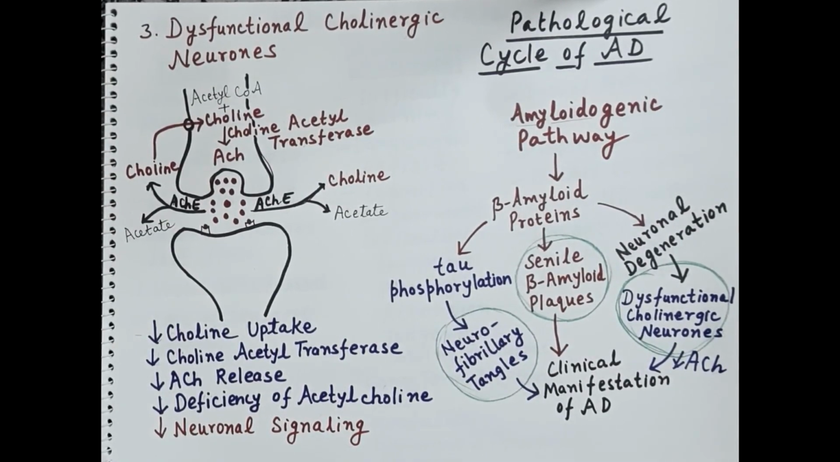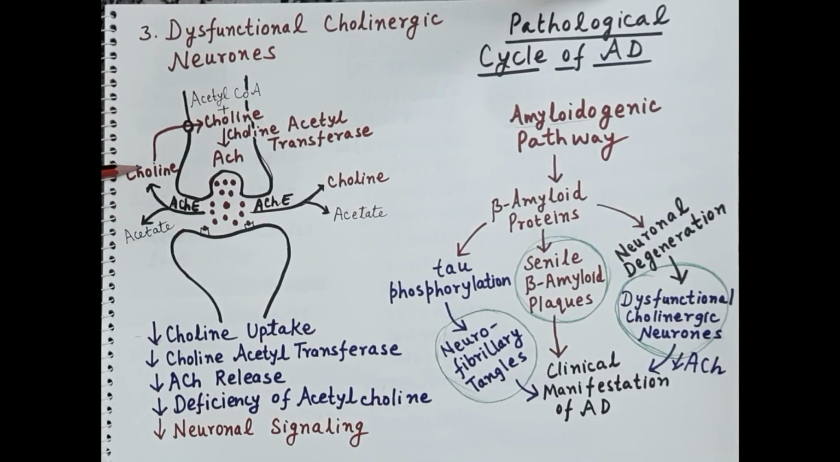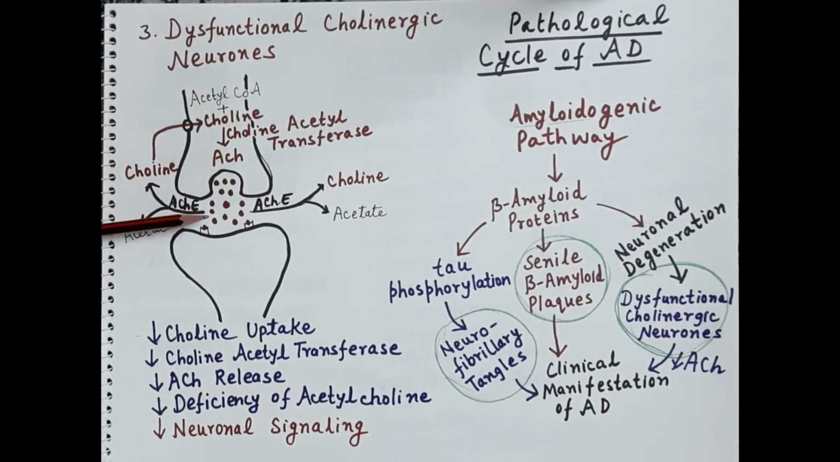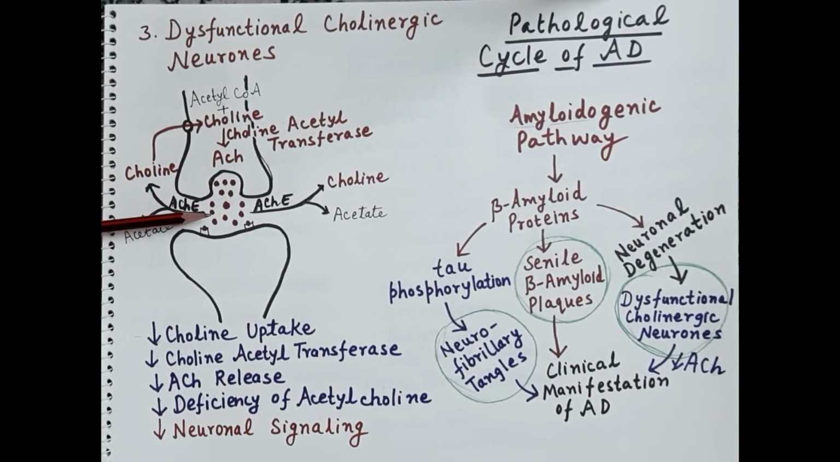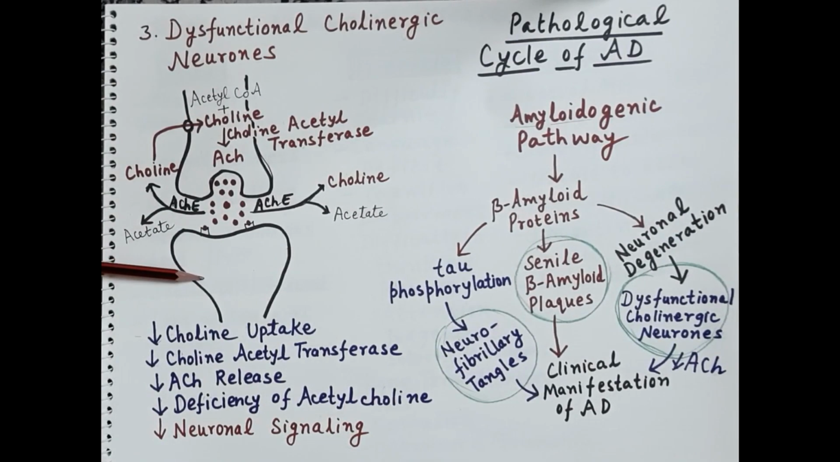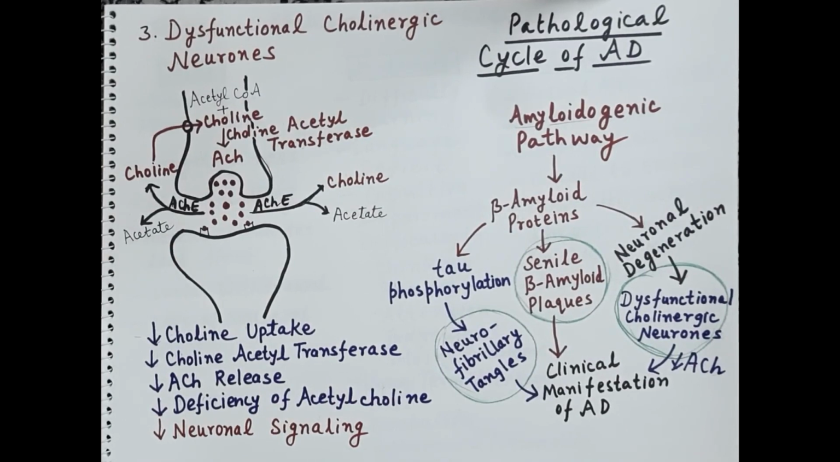But what happens in Alzheimer's disease is this, that there is reduced uptake of choline by the cholinergic neurons. There is reduced availability of choline acetyltransferase, and because of which reduced synthesis of acetylcholine is there. And since acetylcholine is not synthesized in the required amount, there is reduction in the release of acetylcholine. There is a deficiency of acetylcholine, and that reduces the neuronal signaling. So this deficiency of acetylcholine is the third hallmark cause of Alzheimer's disease.